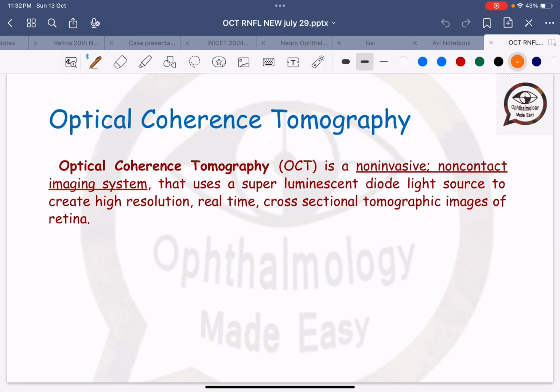Remember, optical coherence tomography is a non-invasive, non-contact imaging system that uses a superluminescent diode light source to create high resolution, real time, cross sectional tomographic images of the retina. Okay, so what it means is, unlike fluorescein angiography, OCT is a non invasive technique. It is a non contact imaging system.